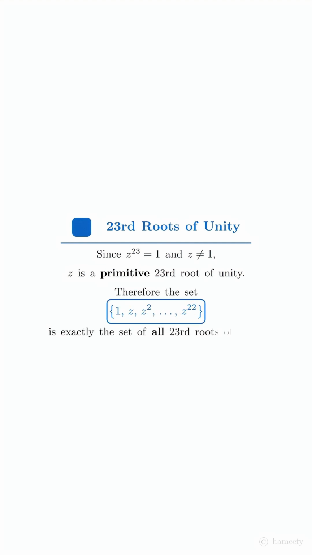Since z satisfies z to the power of 23 equals 1 and z is not equal to 1, z is a primitive 23rd root of unity. This means 1, z squared, all the way up to z to the power of 22 is exactly the complete collection of all 23rd roots of unity. We will use this completeness crucially in a later step.